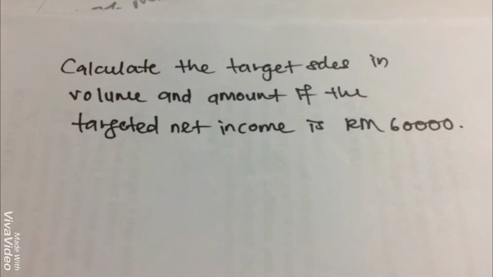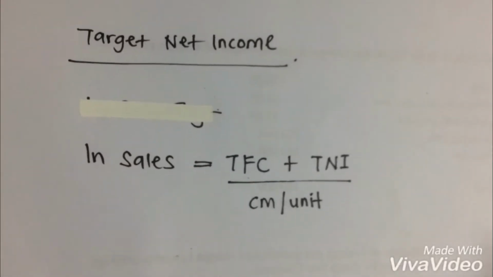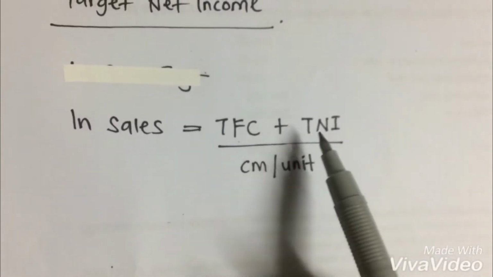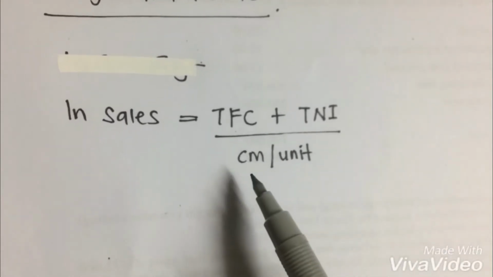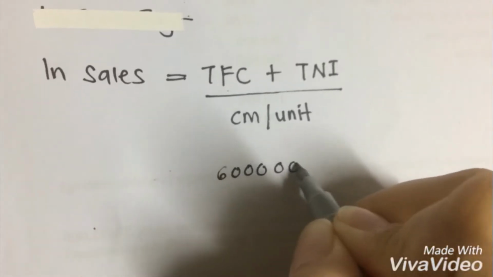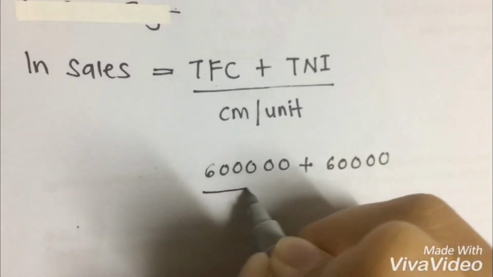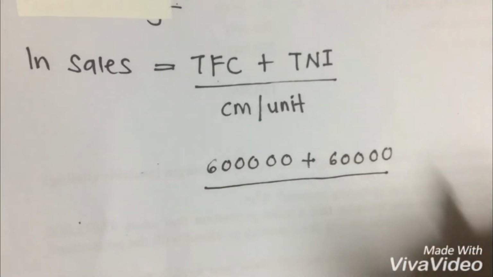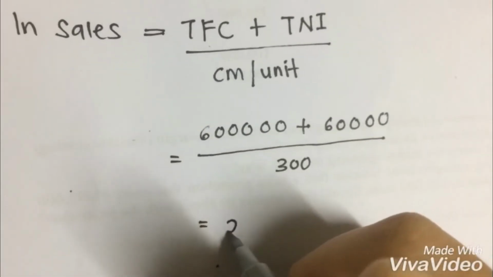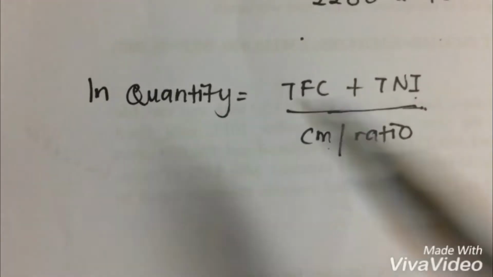Calculate the target sales in volume and amount if the targeted net income is 60,000 ringgit. Next is to calculate the target net income in sales. We use this formula, which is total fixed cost plus target net income divided by our contribution margin per unit. Our total fixed cost is 600,000 plus our target net income of 60,000, divided by our contribution margin per unit, which is 300 ringgit, and you will get 2,200 units.